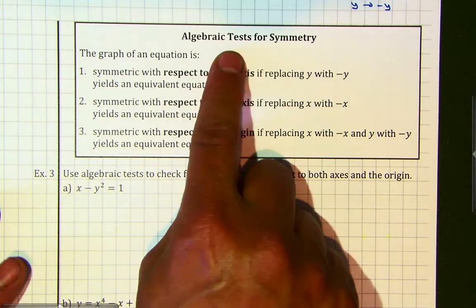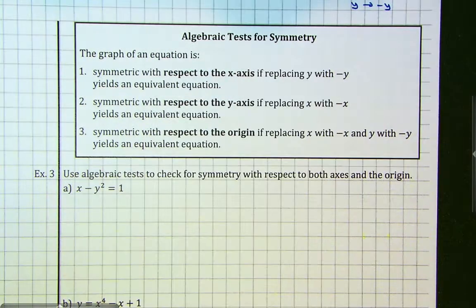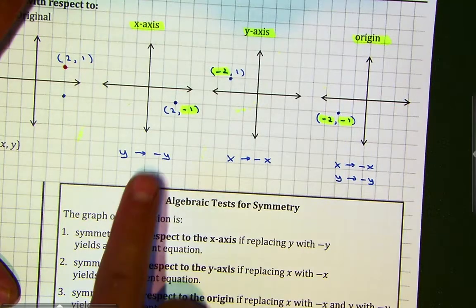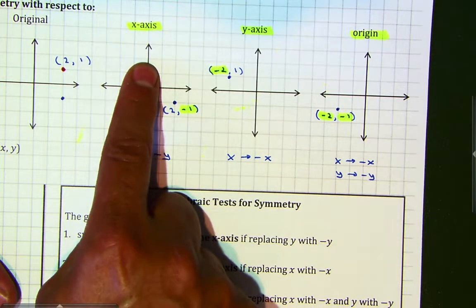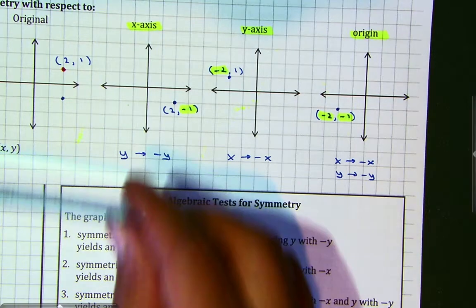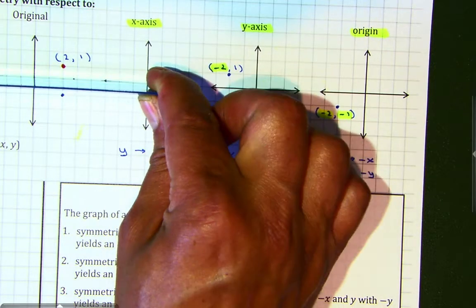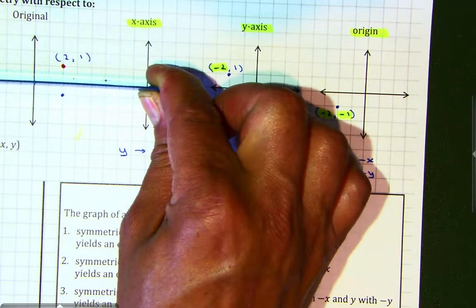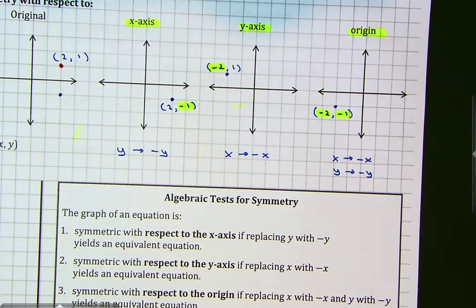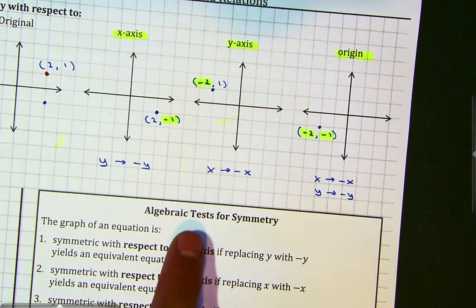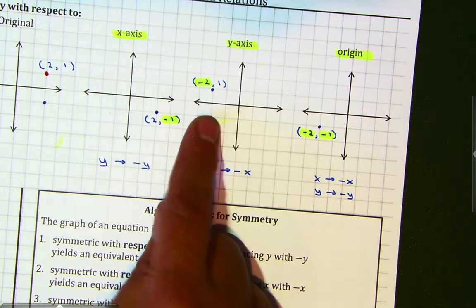So we have an algebraic test for symmetry, and then we're going to do a graphical test for symmetry on example number 4. Remember that you need to have a good representation of your algebraic and your graphical. You need to know what a reflection on the x-axis is. If you reflect a figure with respect to the x-axis, what is it going to look like? Or how can you see if a figure is symmetric with respect to the y-axis? You need to be able to do two things, algebraically and graphically, and we'll practice both.